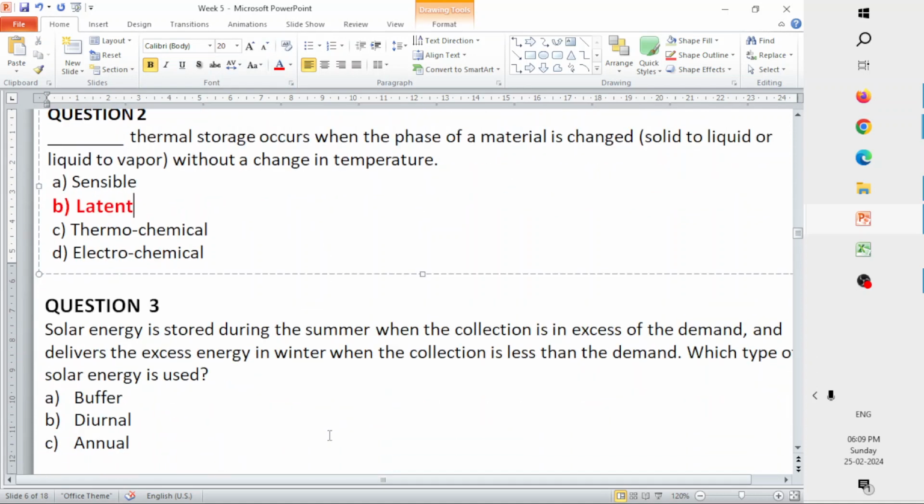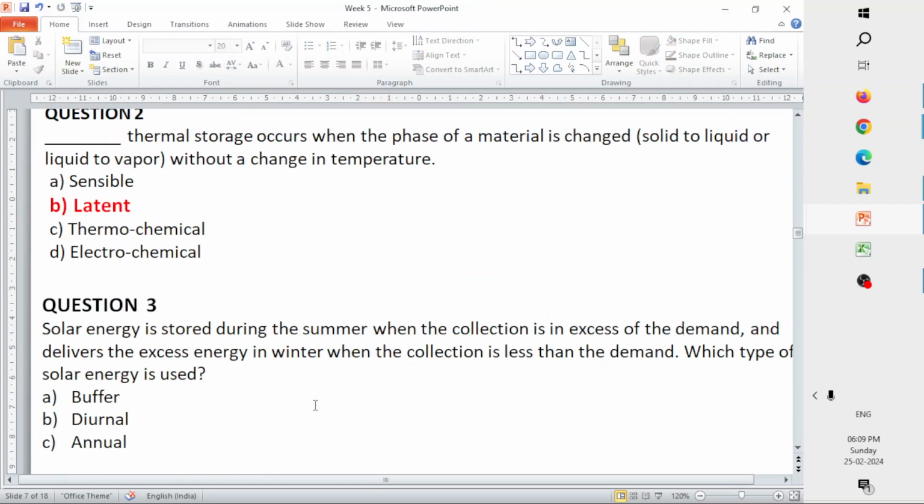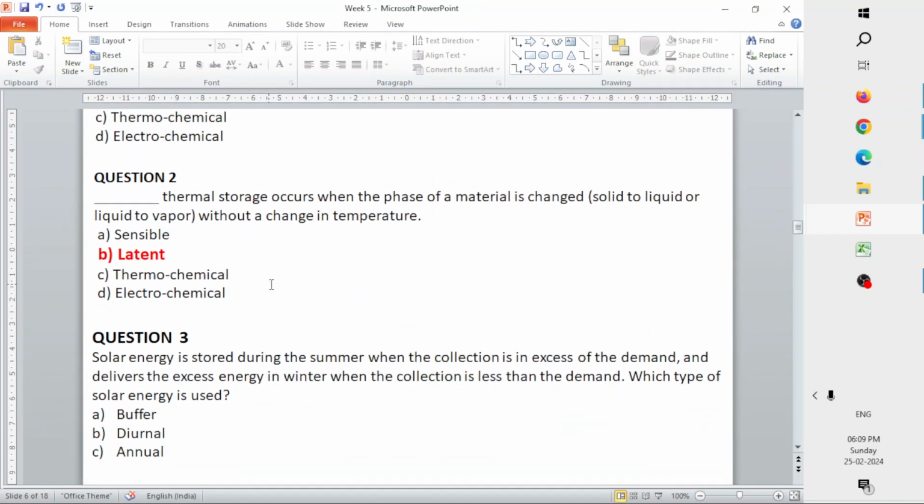So this is latent, and then question number 3. Solar energy is stored during the summer when the collection is in excess of demand and delivers the excess energy in winter when the collection is less than the demand. Which type of solar energy storage is used? A is buffer, B is diurnal, C is annual. Let's see whether anybody is able to answer before we start eliminating the options and learning the definition for each and every term here.